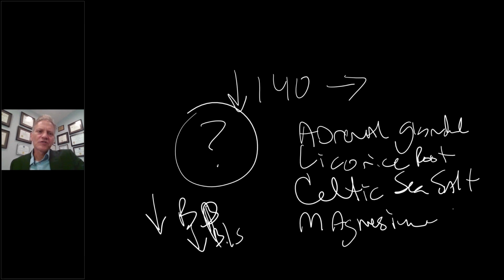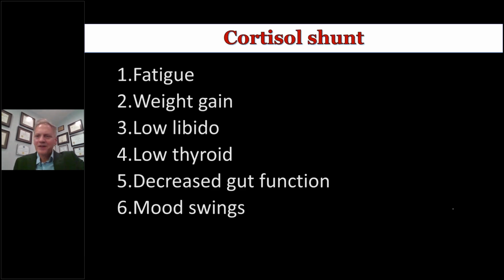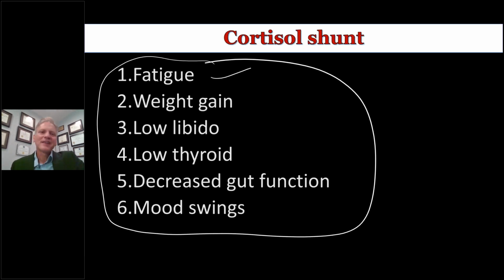Okay, so here are some of the symptoms you'll see if somebody has cortisol shunt: fatigue, weight gain, low libido, low thyroid, decreased gut function, and mood swings. So how many patients do you have that come in with 2 or 3 of those? Well, if you've been doing this work for over 2 weeks, then you probably have every other patient coming in with a level of this going on. So if you see that, you want to work through the patterns and see if it is the neuroadrenal loop, because if it is, it's an invitation to figure out what's really at the root of the person's problem.